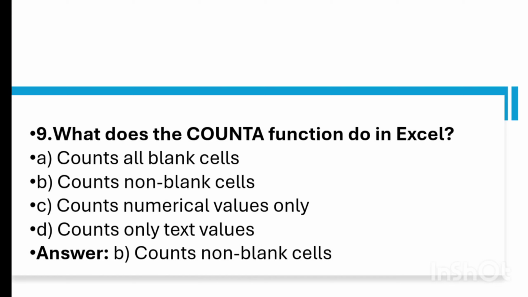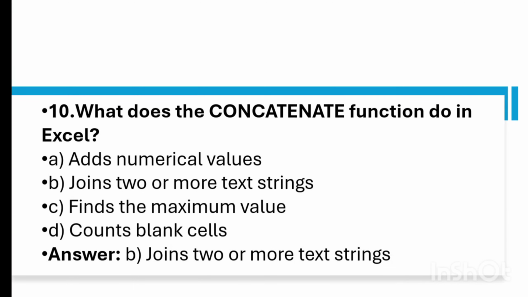Question number 9. What does the COUNTA function do in Excel? Options are A. Counts all blank cells, B. Counts non-blank cells, C. Counts numerical values only, or D. Counts only text values. So the correct answer is option B. Counts non-blank cells. Question number 10. What does the concatenate function do in Excel? Options are A. Adds numerical values, B. Joins two or more text strings, C. Finds the maximum value, or D. Counts blank cells. So the correct answer is option B. Joins two or more text strings.